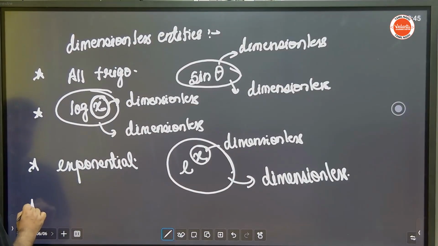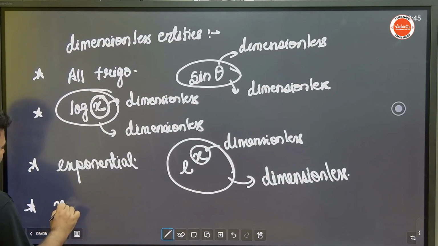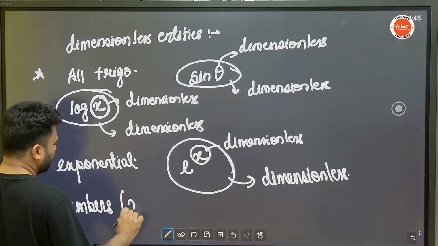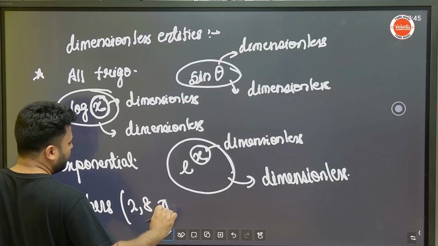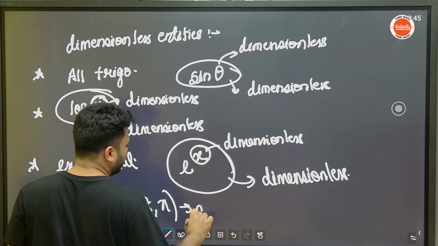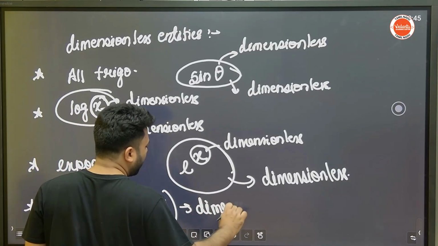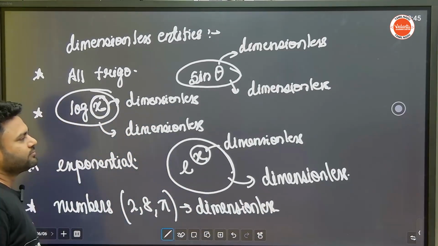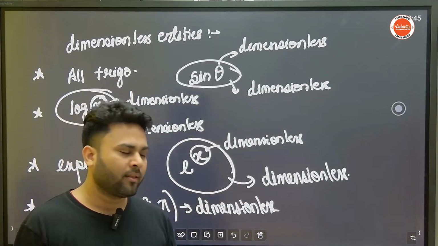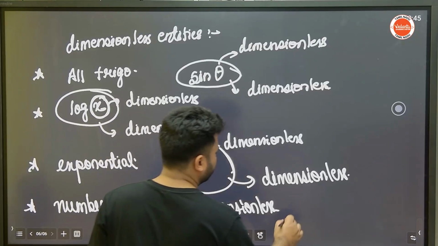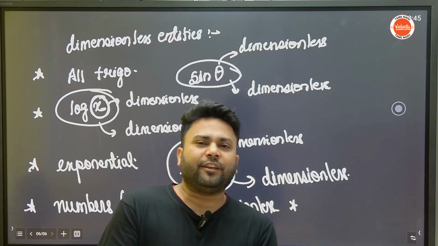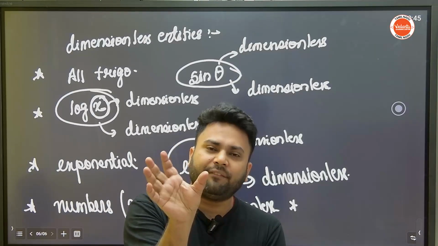Next, any constant numbers, any numbers you see, like 2, 8, pi, these are also dimensionless. Some ratios of same dimension, ratio of two quantities having the same dimension.